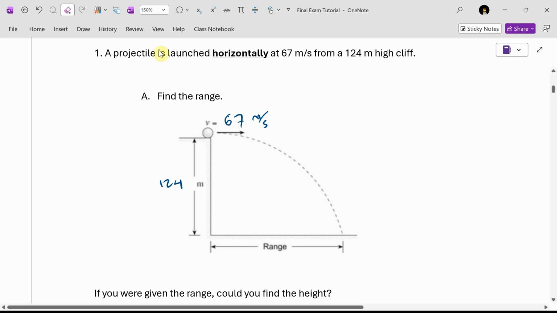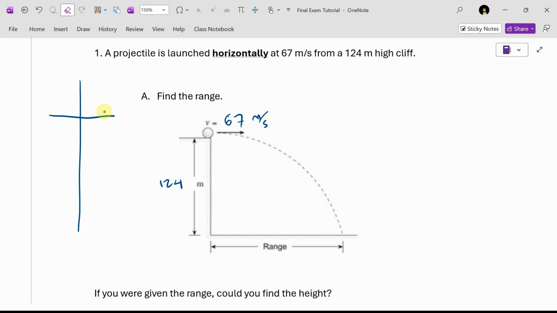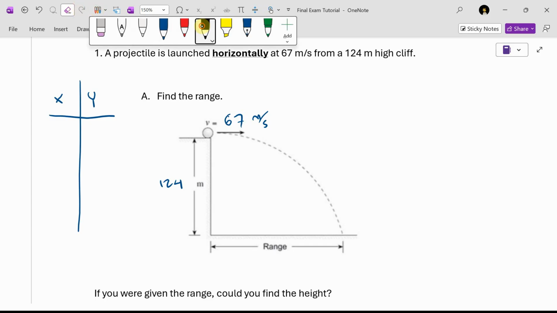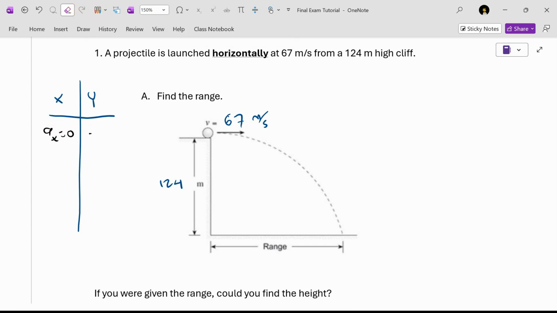Okay, how are we going to do that? It's a projectile. Our first tool is going to be a T-table. I'm going to do my T-table right here. Horizontal, vertical. What were the two physics no-brainers? What can I write? ax equals 0. ay equals negative 9.8. The rest I adapt to the question. Here, we're launched horizontally. My Vx is 67 meters per second. I don't need to do any trig. What's my initial vertical velocity if I'm launched horizontally from a cliff? 0, which makes the question way easier.